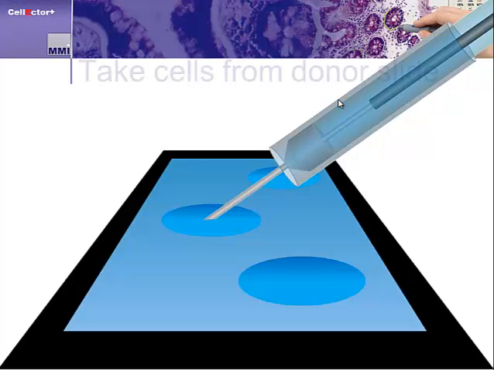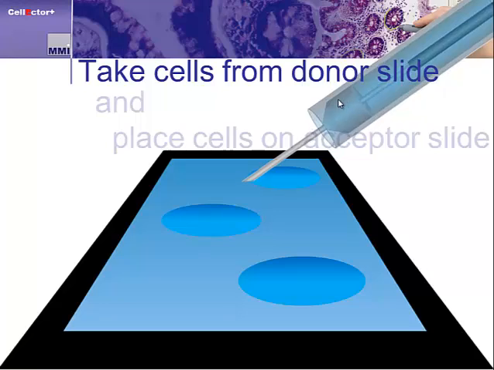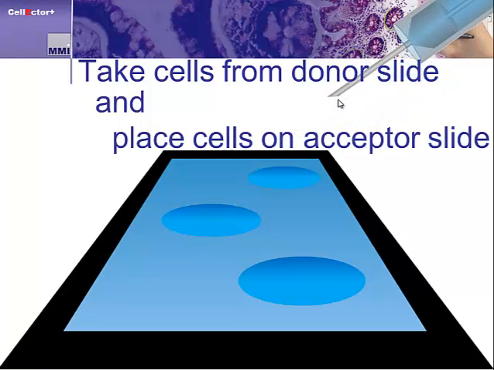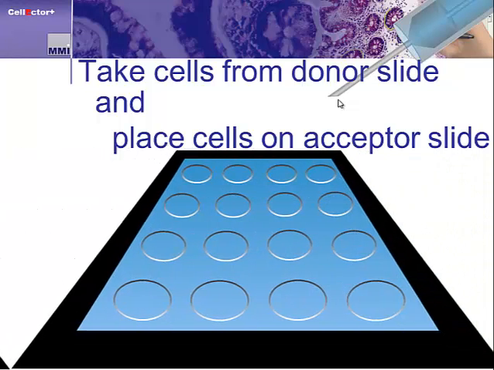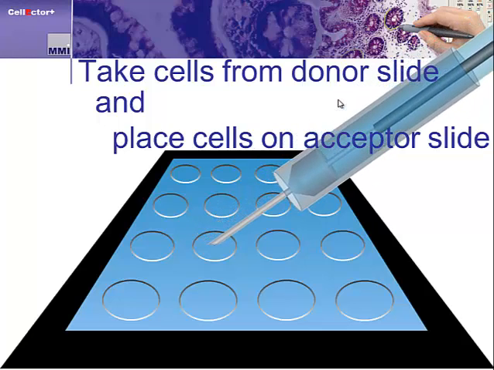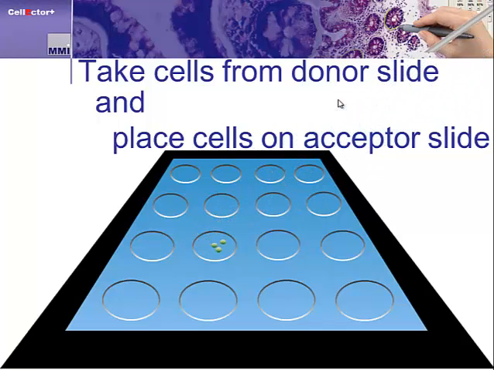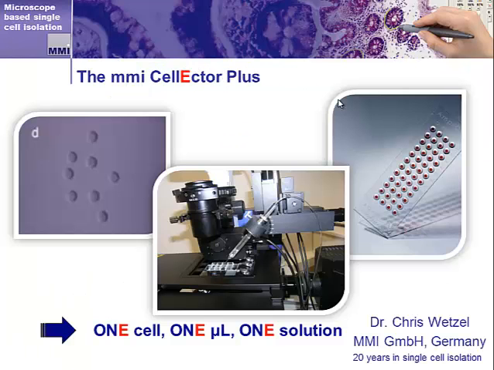Then the next step is you take the cells from the donor slide, and they are placed on a different slide, an acceptor slide. That can be many things, usually consisting of several wells, clearly separated, defining which particles go where and how many into which well. And this is the MMI CellSelector Plus, so cell sorting, one cell, one microliter, and one solution provided by MMI.